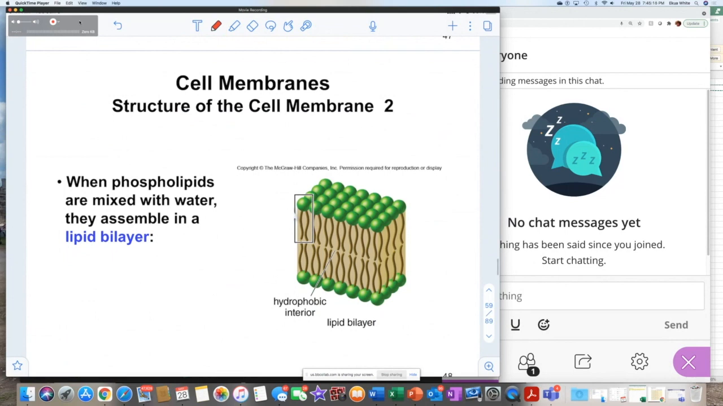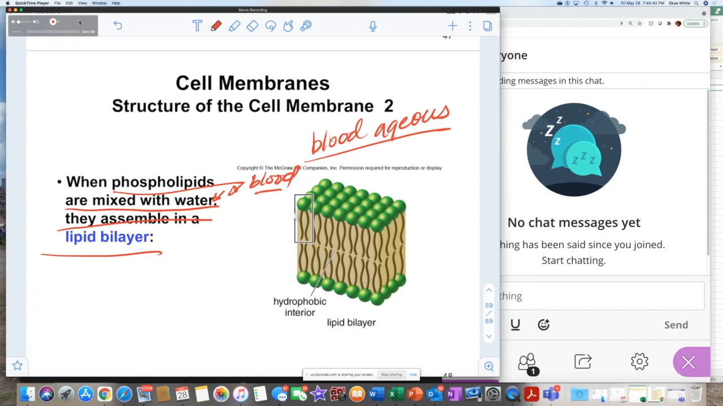Anyway, so this is showing you how these phospholipids are arranged in the cell in our bodies. And remember, our cells are kind of surrounded by blood, and blood is aqueous. Okay, so you can say essentially these phospholipid bilayers are in water. So when they're mixed in water or blood, right, in our body, they assemble themselves in a lipid bilayer so that the portion of the molecule that loves water faces water.